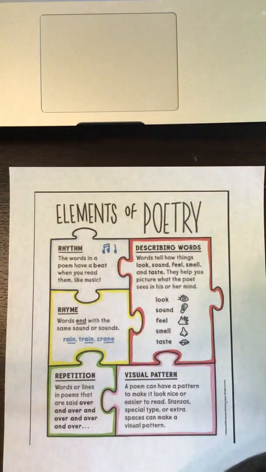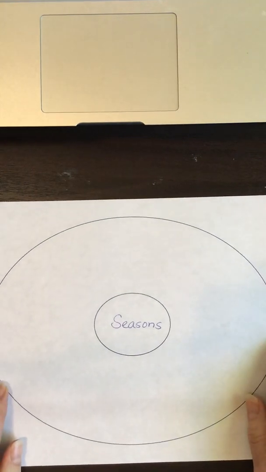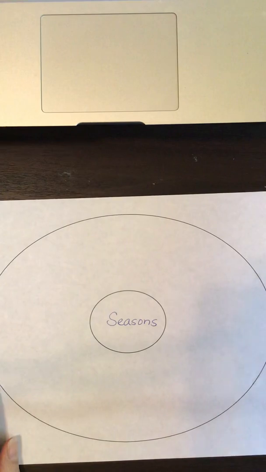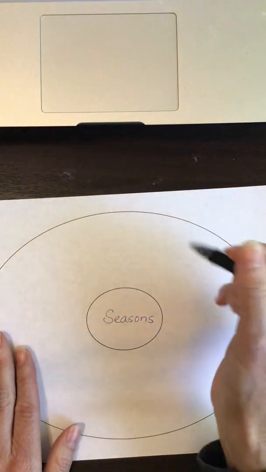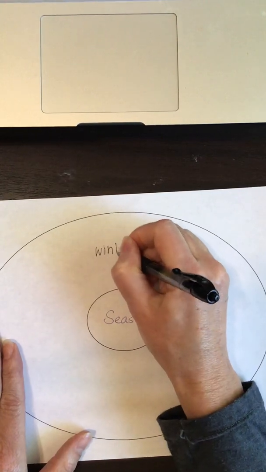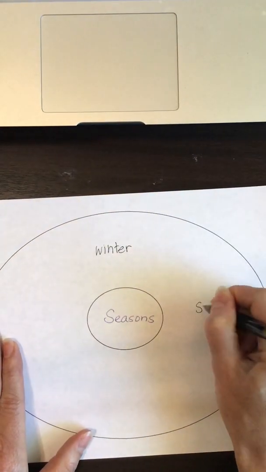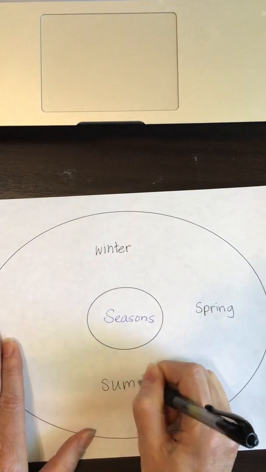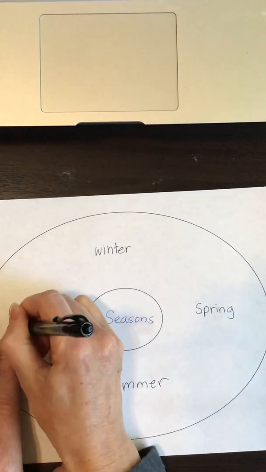So let me get my bubble map ready. And I chose as the idea in the center of the bubble map to use seasons, kind of like they did in our example. And I'm going to add those seasons to the outside of the bubble map. So we have winter, spring, summer, and fall.